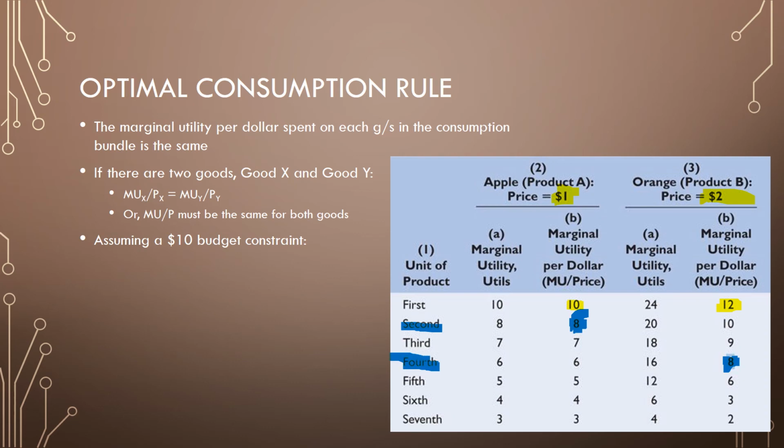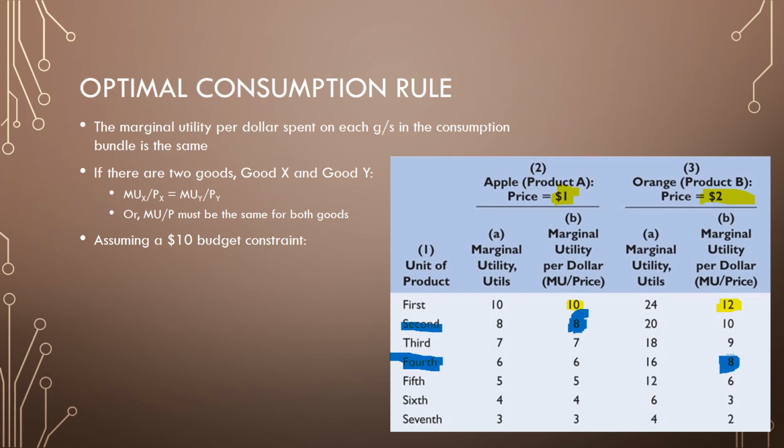So let's see if this qualifies. Our first thing is, 2 apples cost $2, because $1 times 2 is 2. 4 oranges, 4 times 2 is 8, so 2 plus 8 is $10, so it matches our budget constraint. And the second and most important thing is that our marginal utility per dollar is the same. It is 8 for both. So this person could not be better off by getting more apples or more oranges and substituting out the other. This is where they're perfect.